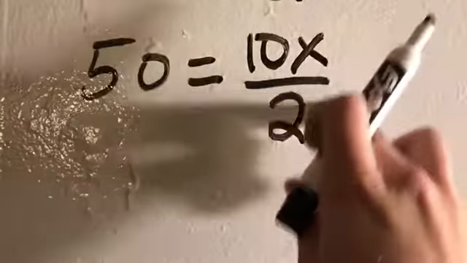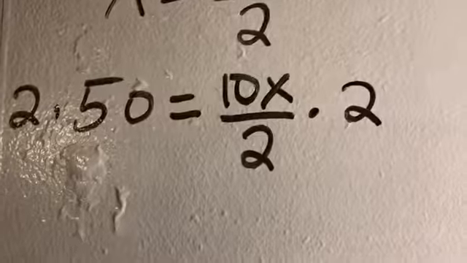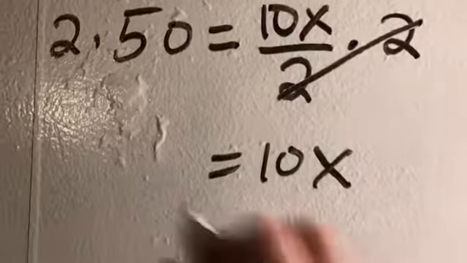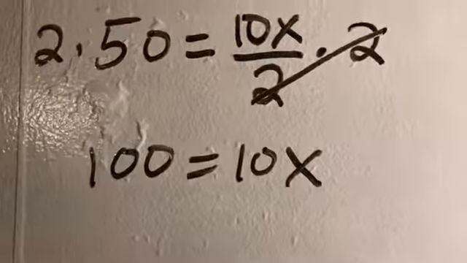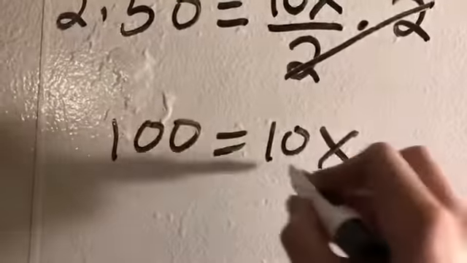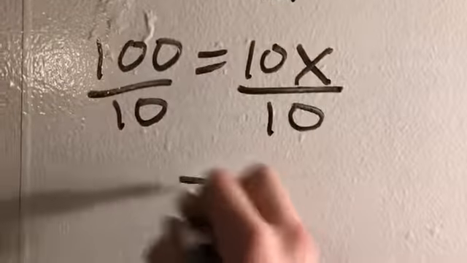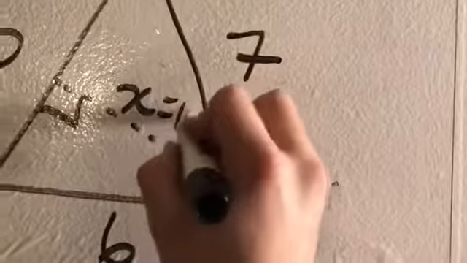Now we'll solve. Fractions mean divided by 2, so the opposite is multiplying each side by 2. Those are inverse operations, so they undo each other. 2 times 50 is 100. There's nothing in between the 10 and the X, so I know that's multiplication. The opposite is dividing. And so X is 10. The height of this triangle is also 10.